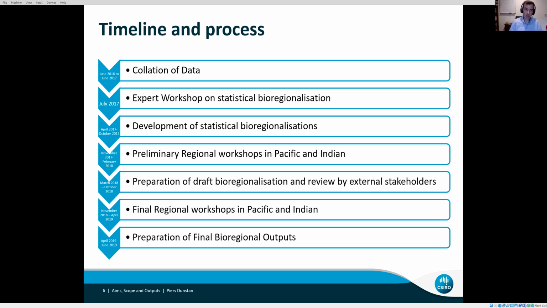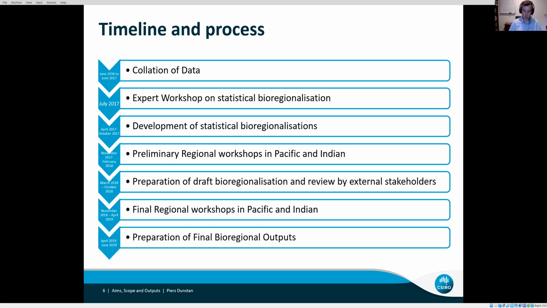We then had a preliminary regional workshop for both the Southwest Pacific and the Indian Ocean, where we invited someone from every one of the coastal states of the Indian Ocean and the Southwest Pacific. And we really did try and pull as much diversity of expertise together as we possibly could.